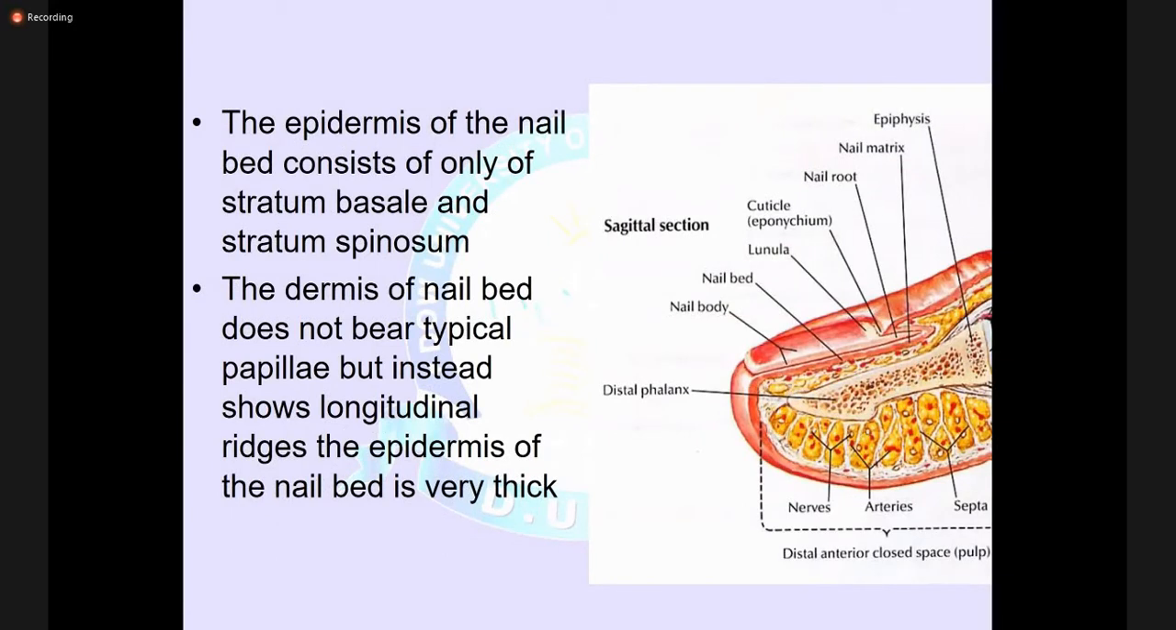The epidermis of the nail bed consists only of the stratum basale and the stratum spinosum. That is a very important point. It is two layers thick. The dermis of the nail bed does not bear typical papillae, but instead it shows longitudinal ridges. So we can see over here the structure again. The nail body is there. This is the nail bed. The distal phalanx is there. We have arteries and nerves which are present supplying it. This is the nail matrix, and this is the cuticle or the eponychium.